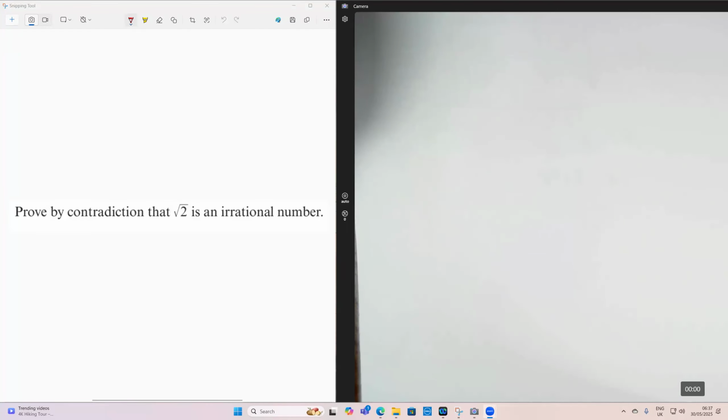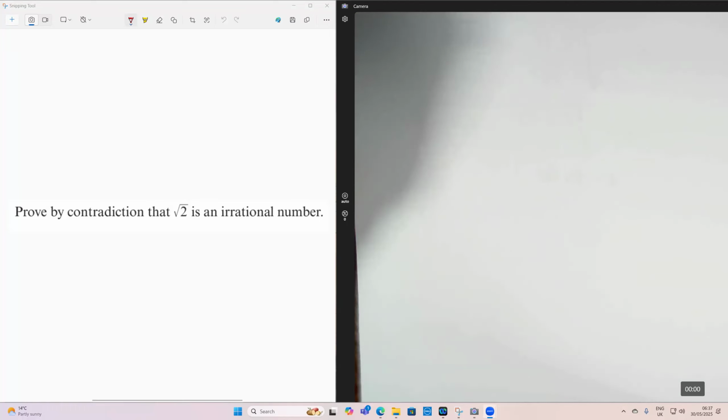Hello everyone, and in this video I just want to do a quick introduction to proof by contradiction. So I'm just going to do maybe 3 or 4 examples of proof by contradiction. Really important idea. And we're going to start off with the classic one, to prove by contradiction that √2 is an irrational number.